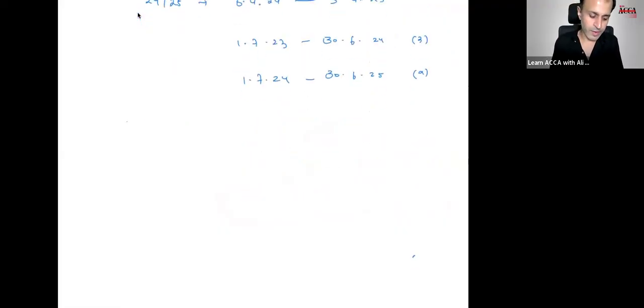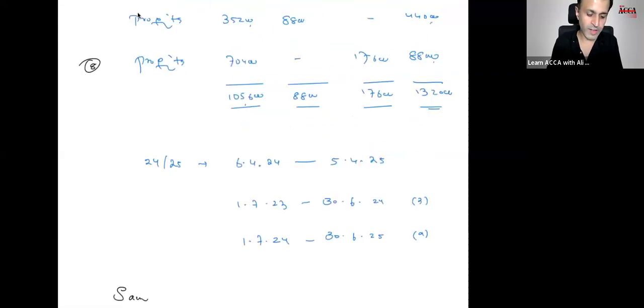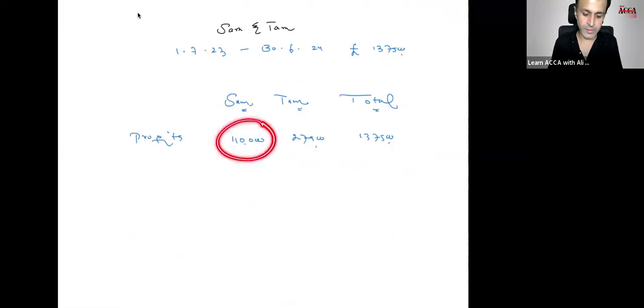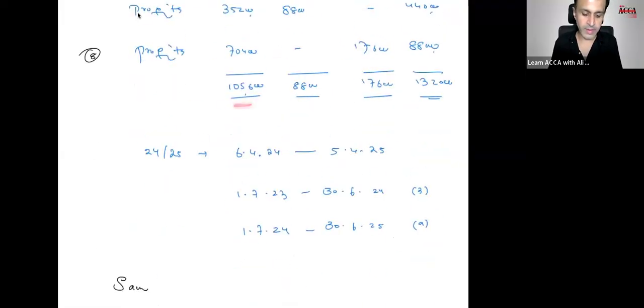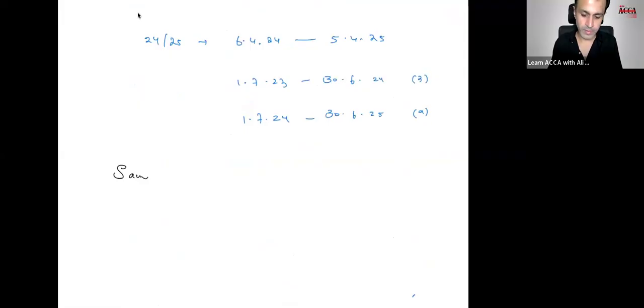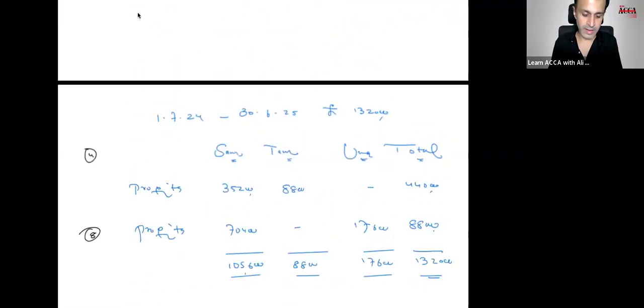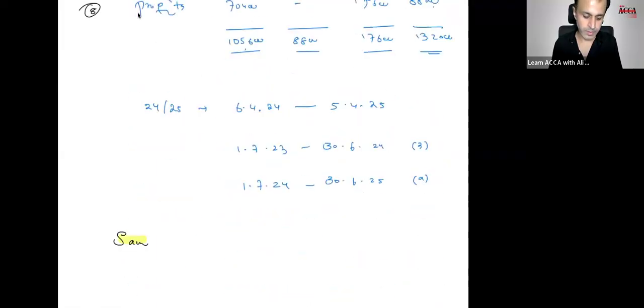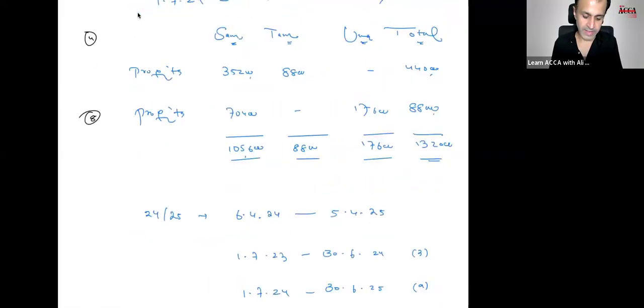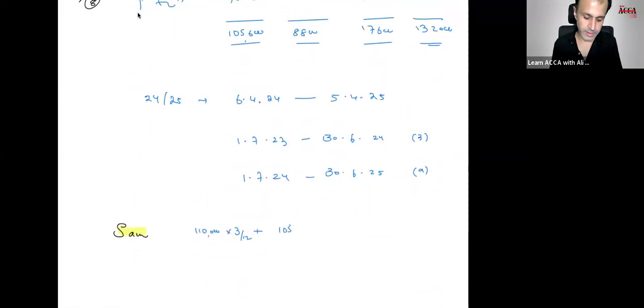I can take the case of Sam first. So we've got the figures of profit of Sam from this side. This is from the last period, and this is from this period. So I will have to take 110,000. I have decided to take 3 months out of it. And I will have to take 9 months from 105,600. This will give me the answer that will go into the tax year of Sam.